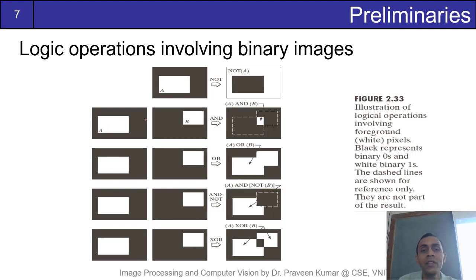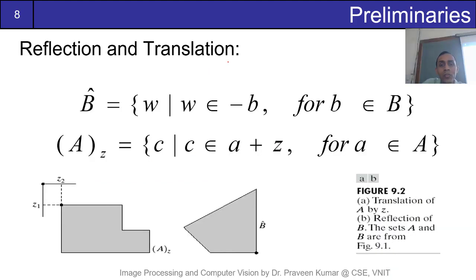So if set A is this, set B is this, we can use A AND B. That will basically give you a set intersection kind of thing. If you use A OR B, it will be union. A complement can be implemented using the NOT operation and so on. So these can be done straightforwardly. These are the usual notations.